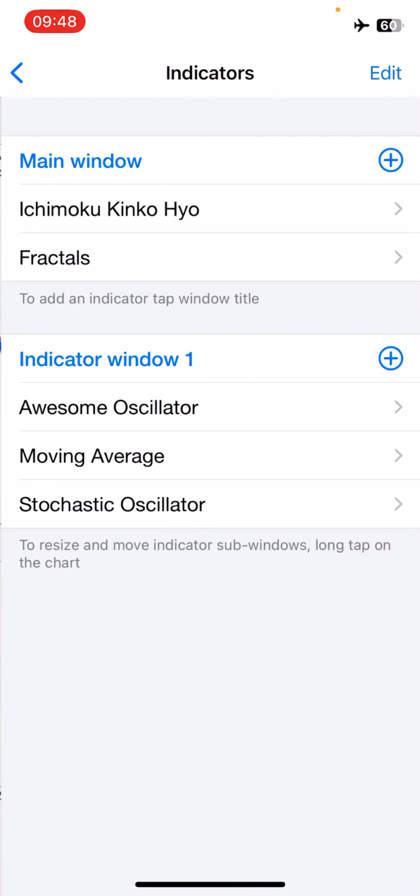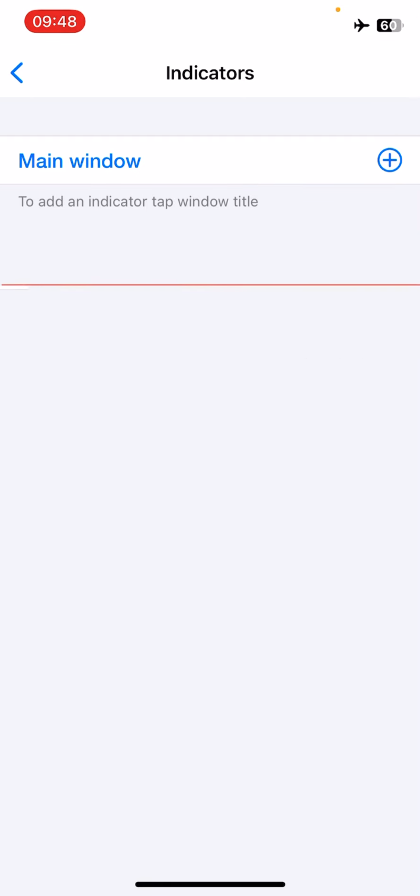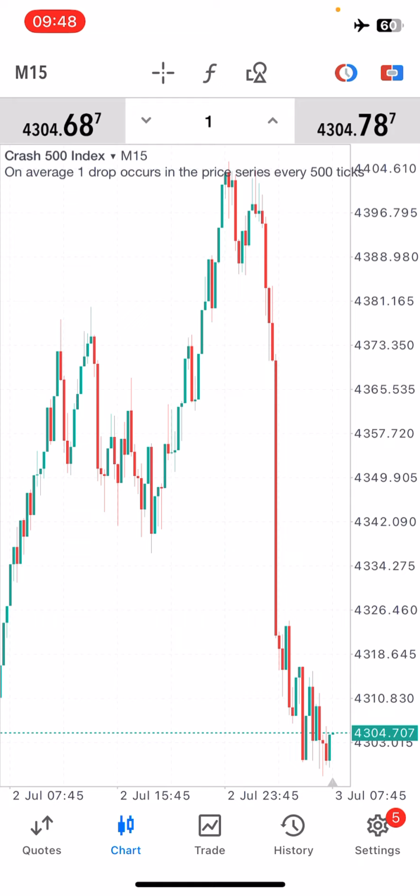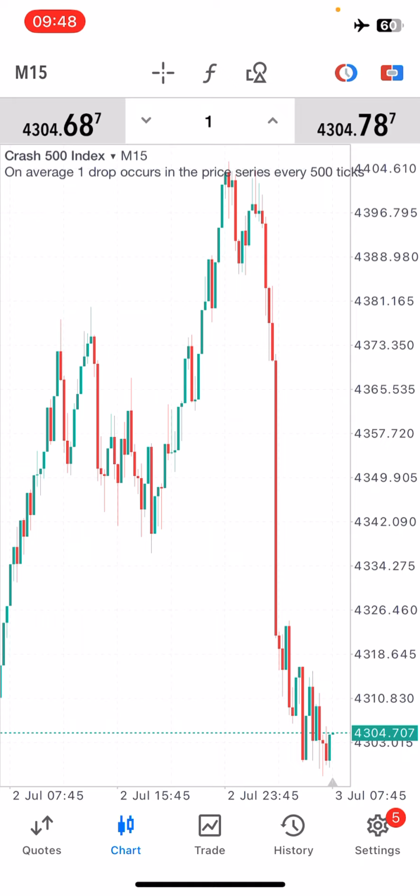Right now I'm going to remove all these indicators, and as you can see, I'm left with a blank chart. We are currently looking at Crash 500 on the 15-minute time frame. We now want to start installing our indicators. I understand there might be people who are new to this channel and do not know how to go about installing indicators and adjusting them to suit you.